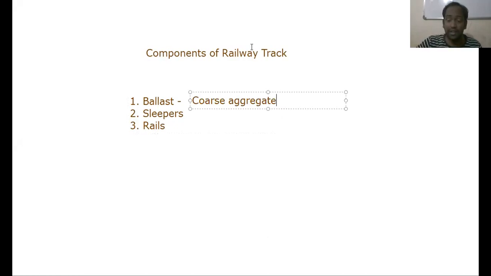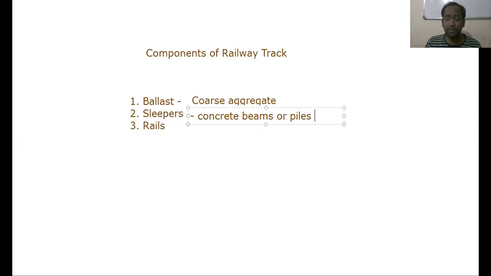The ballast is the part which we can find in a railway track, and the next one is the sleepers. Sleepers are nothing but concrete beams which are laid above the ballast, so they are called sleepers. And the third one is the rails. Above the sleepers, two continuous long steel rails will be there, so they are called rails.